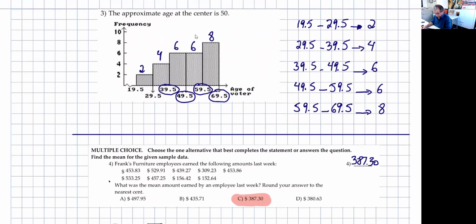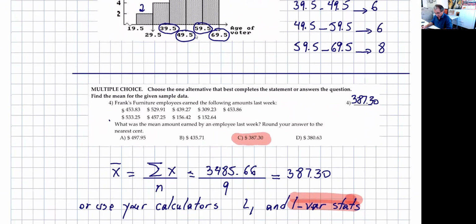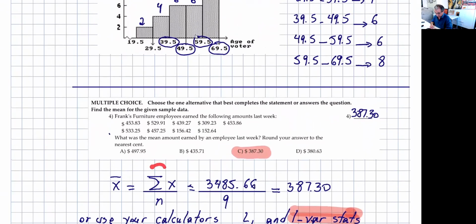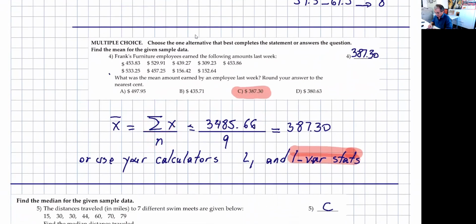Number 4, choose the one alternative that best completes the statement or answers the question. Find the mean. By now everybody knows how to find the mean: it is the sum of x's over n, or you can use your calculator by putting all the numbers in L1 and doing one-variable stats. And the answer, if you do that, is C.